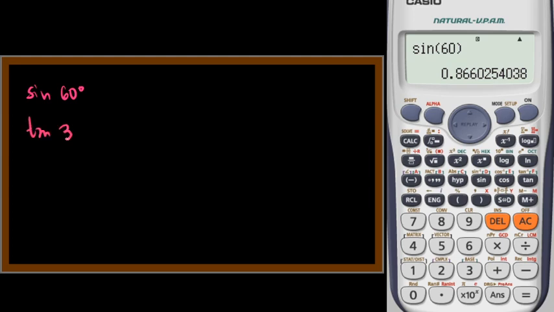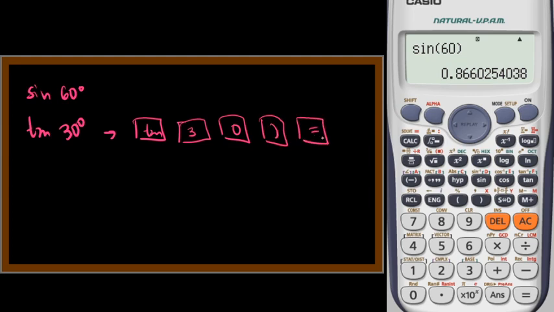How about tangent 30? What you need to do is to press tan, then the number 30, and close parenthesis, then equals. So you have tangent 30, close parenthesis, equals. How about if we are going to have radians, cosine 30 radians, where 30 is in radians.